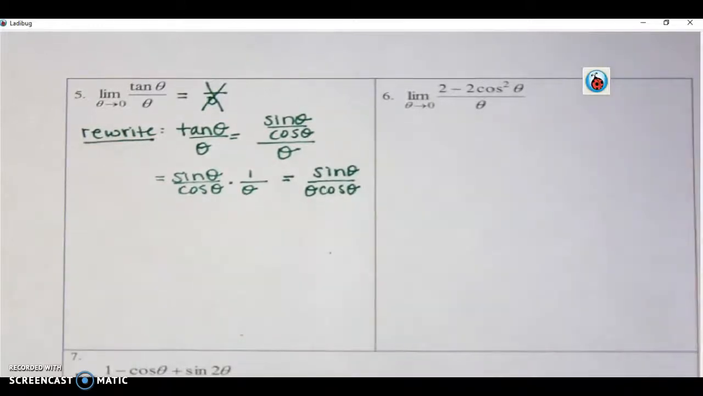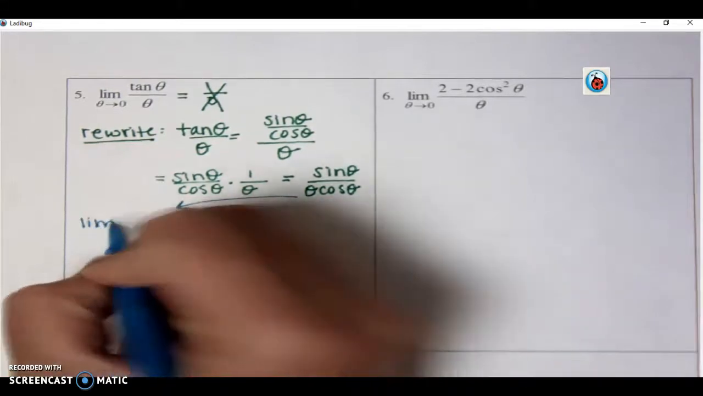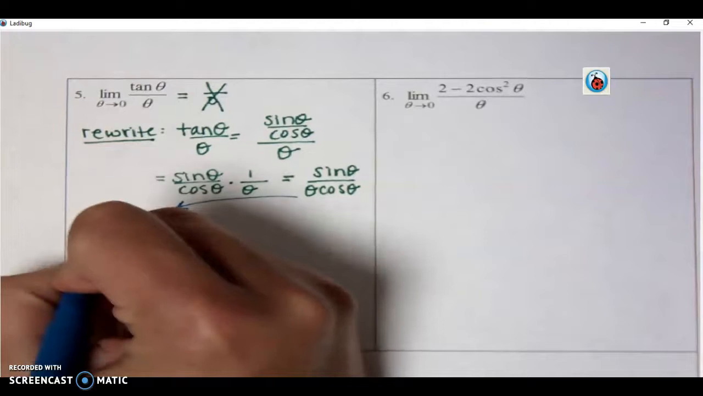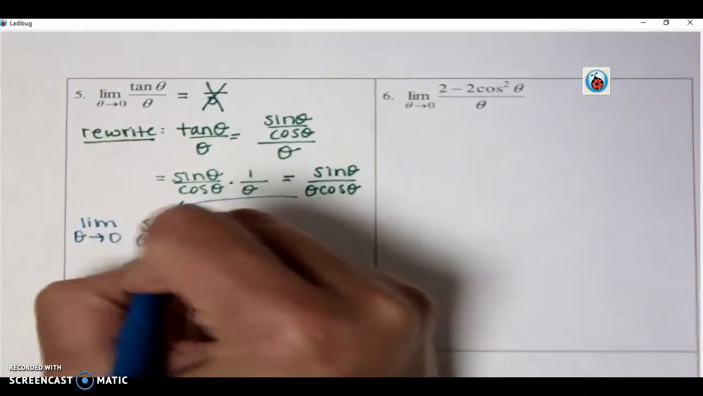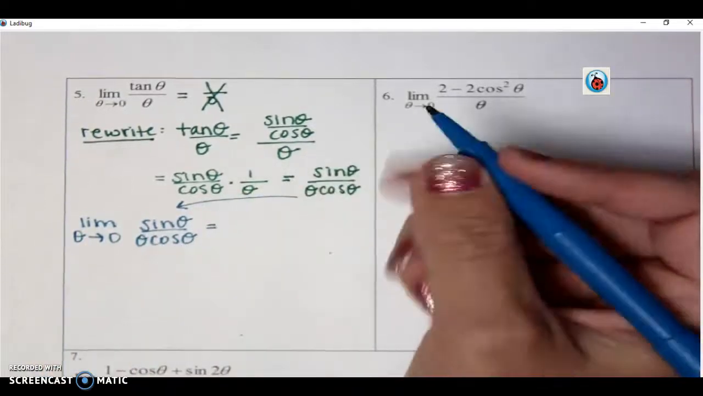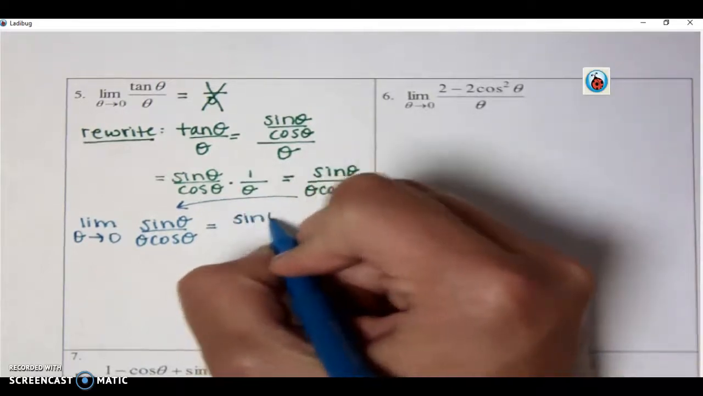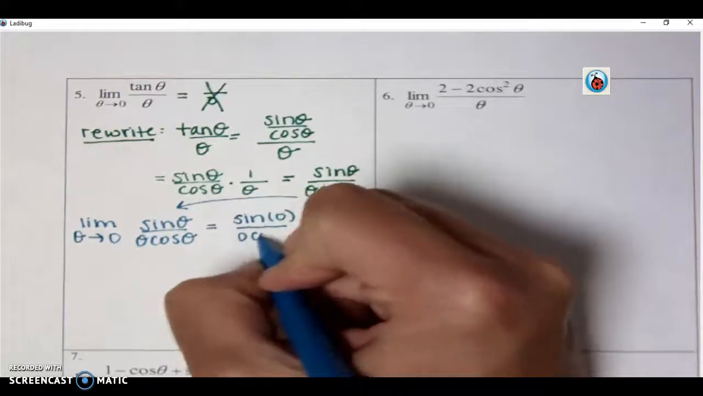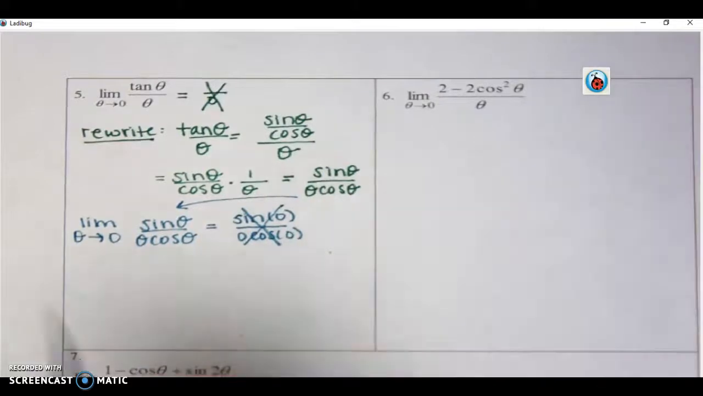So we can try to do the limit now, just see what happens. So we'll have the limit as theta approaches 0 of sine theta over theta cosine theta. So if I plug in 0 here, well, look, we have another 0 in the denominator, so that's not going to work. Alright, so direct substitution is not going to work there. So we're going to have to come up with some other option.